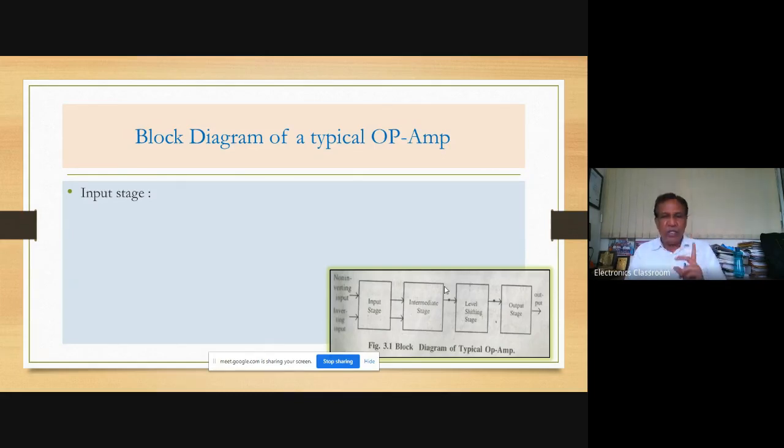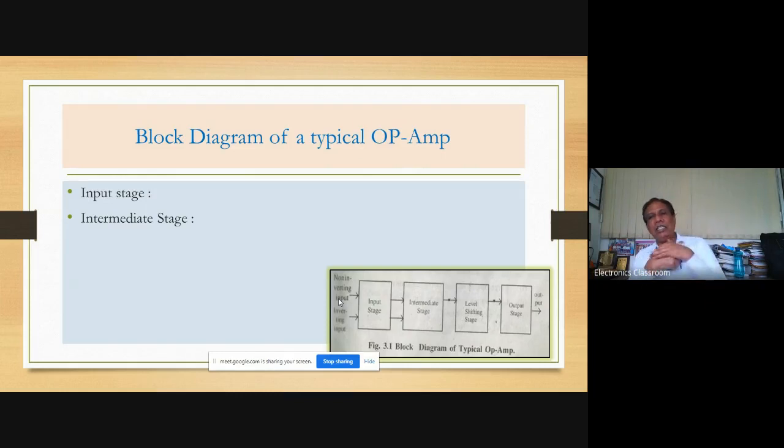These are the two inputs, the non-inverting and the inverting input, in the input stage of the operational amplifier. The input stage is a differential amplifier operated with dual input and dual output. Its advantages are high input resistance, low output resistance, and a high common mode rejection ratio, providing maximum gain. These are some advantages of the input stage, which is a differential amplifier.